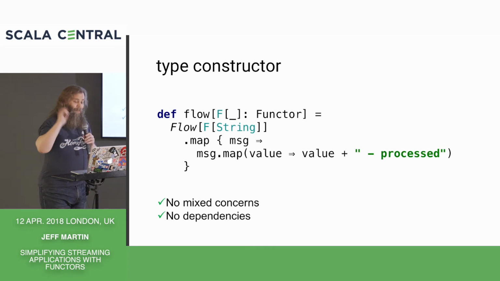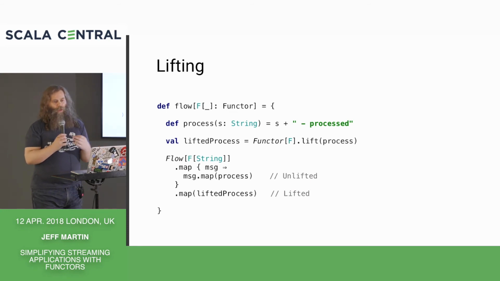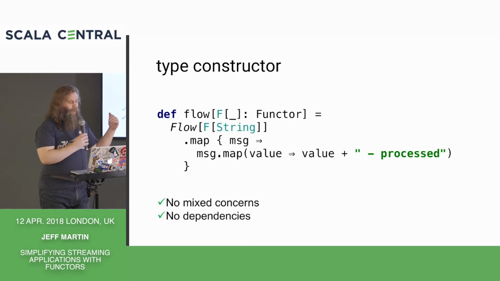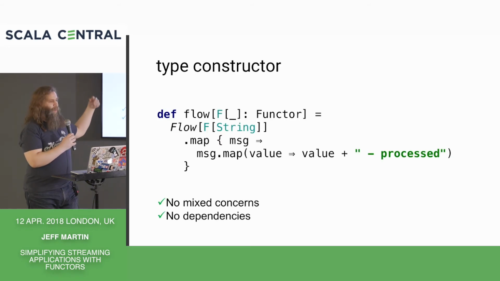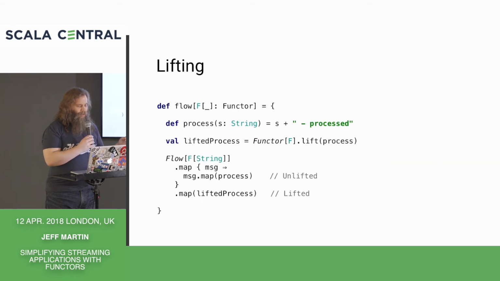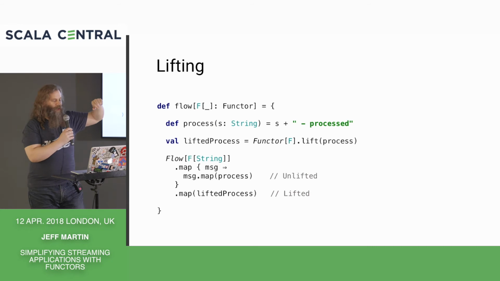I mentioned it earlier on, lifting. This is something that can be useful in terms of tidying up your code. If we look at this example, you have this map, and then you have a map inside a map, and this can get a little bit tedious. If we use the lifting feature, we can say that we have our process method. So this is our plain method, which is just operating on a string.